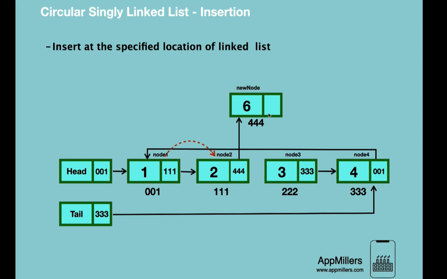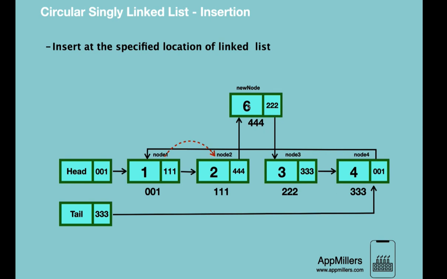So the next step that we are going to do, we need to update the next reference of this new node to node 3. So the physical location of node 3 is 22. So if we update 22 to the new node's next reference, it creates a link between the new node and node 3. And with this, we are inserting a new node at a specified location in a circular single linked list. This is basically similar to the simple single linked list. So here we are not performing any additional step.